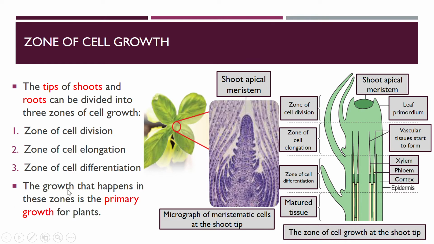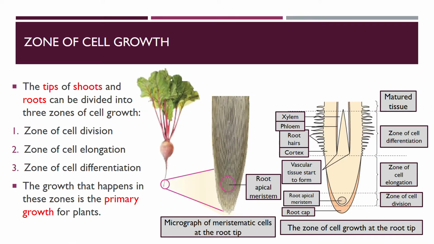Alright. So the growth that happens in these zones is called primary growth. Jadi semua pertumbuhan yang berlaku pada zon-zon ini namanya primary growth. So later on there will be secondary growth. Okay, kalau di bahagian bawah, hujung bawah, that is root apical meristem. Hujung bawah pun sama juga. So you start with here, zone of cell division dekat hujung bawah dulu, diikuti zone of cell elongation, and then you have the zone of cell differentiation. Okay, boleh ya?